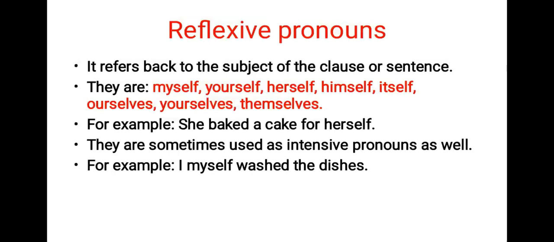For example, she baked a cake for herself. Like हमारे पास she baked a cake, उसने केक बेक किया लेकिन किसके लिए? For herself. So it refers back to the subject. या हम ऐसे भी कह सकते हैं that I washed the dishes myself. ठीक है, कि मतलब मैंने खुद डिशेज धोए. They are sometimes used as intensive pronouns as well.